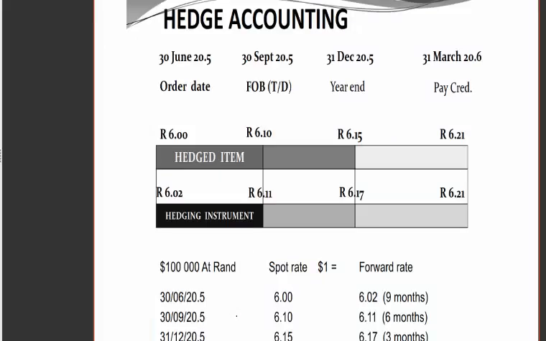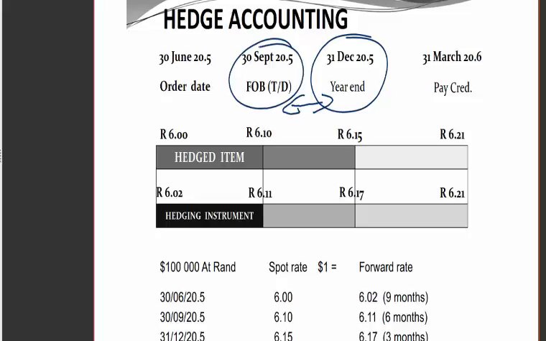The next step is now at year end. So there's your year end, 31 December 20.5, and we have to now calculate the movement between transaction date and year end. And when we look at the FEC again, we will take the 6.17, which is now a 3-month contract. That's how many months is remaining. So that is the information given. We compare it to the previous contract, and that difference is 6 cents.